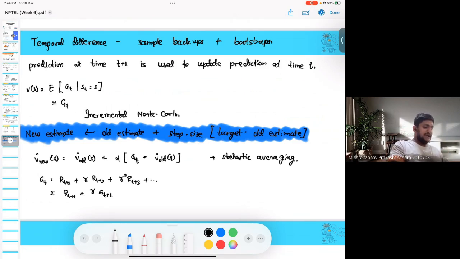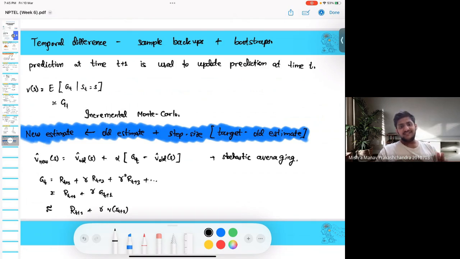And it turns out this can be approximated as R_{t+1} plus gamma times V of S_{t+1}. So this is an approximation that I'm making. What is the approximation?